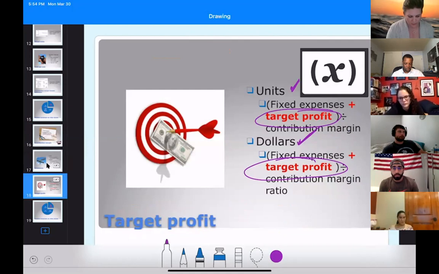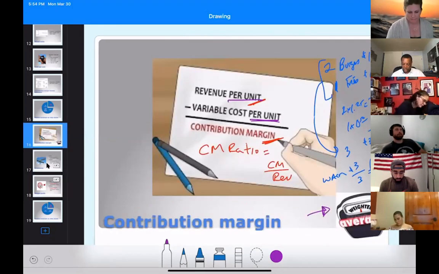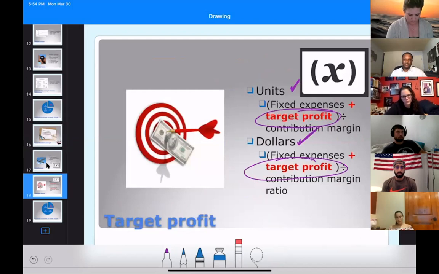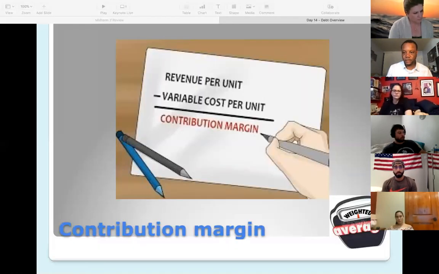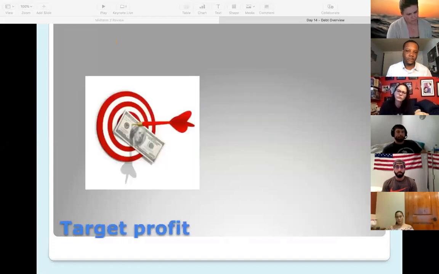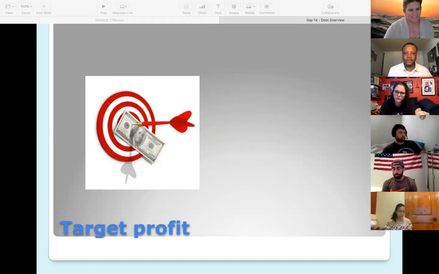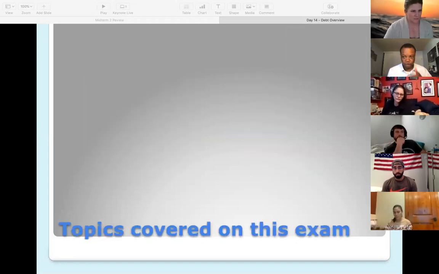For break-even sales, are we going to be tested on break-even mix sales, or is it just going to be the straightforward break-even units or dollar amount? I believe there is a break-even mix, which is why we have weighted average contribution margin. Other questions? Margin of safety, is that coming up or is that going to be in this test? Okay. It's coming.